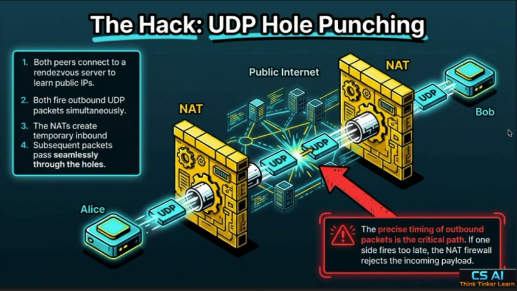To get through these NAT firewalls, we use a hack called UDP hole punching. Both Alice and Bob connect to a rendezvous server to learn each other's public IPs. When they both fire outbound UDP packets at each other simultaneously, this tricks their respective firewalls into creating temporary holes for incoming traffic. The precise timing here is the critical path. If one side fires too late, the incoming packet is rejected as unsolicited traffic.